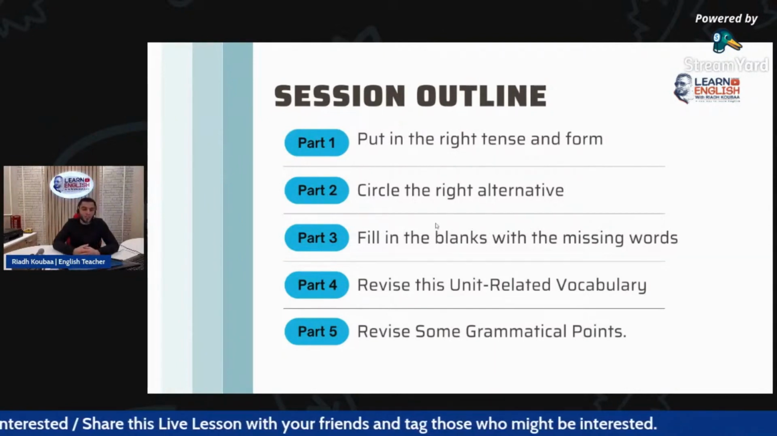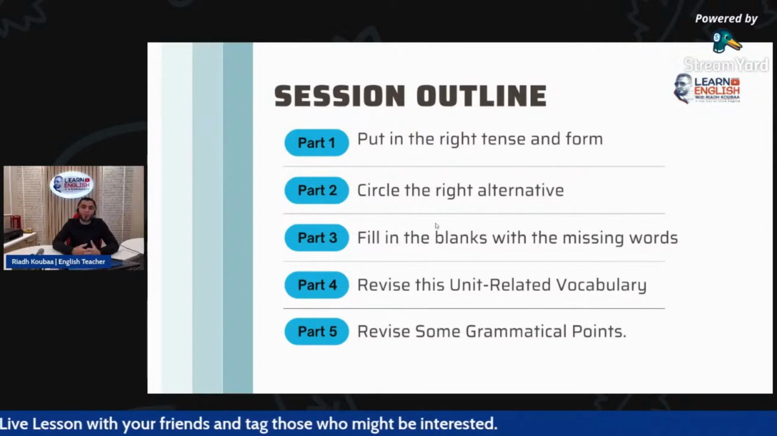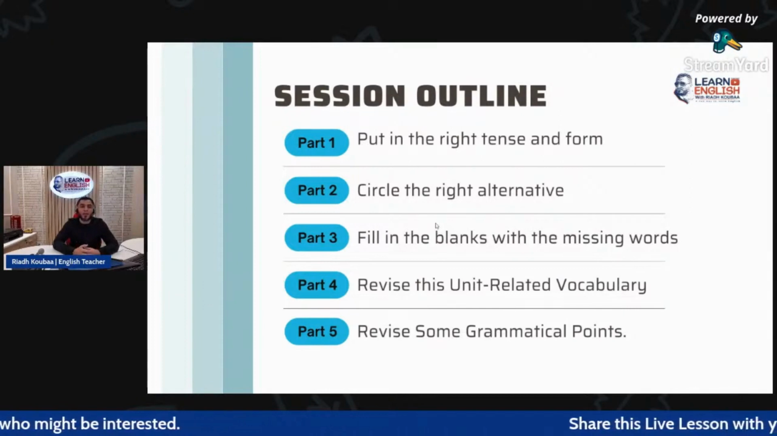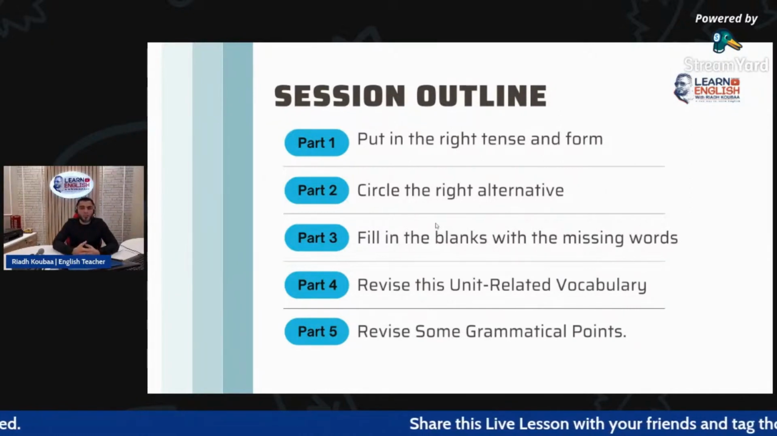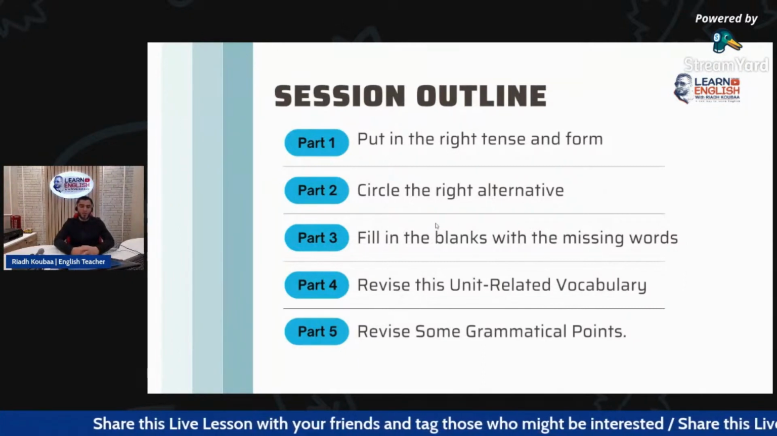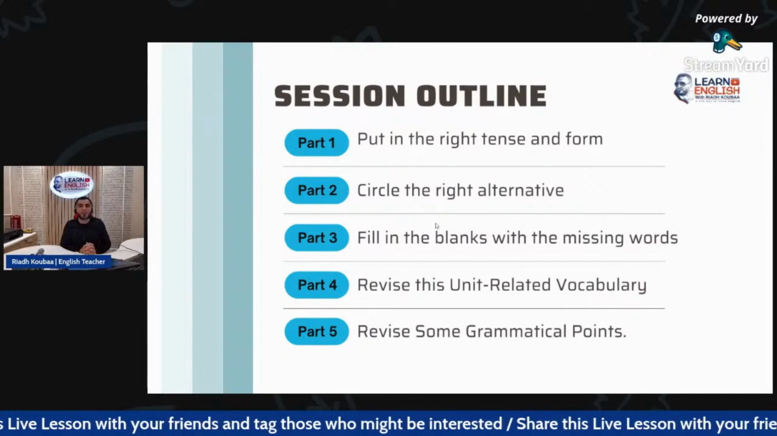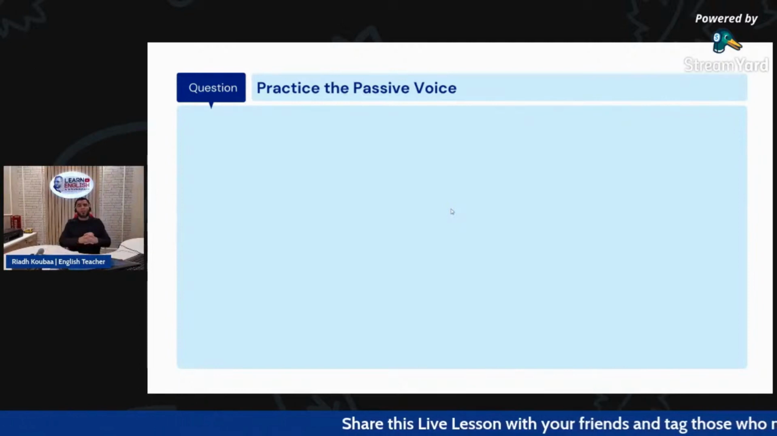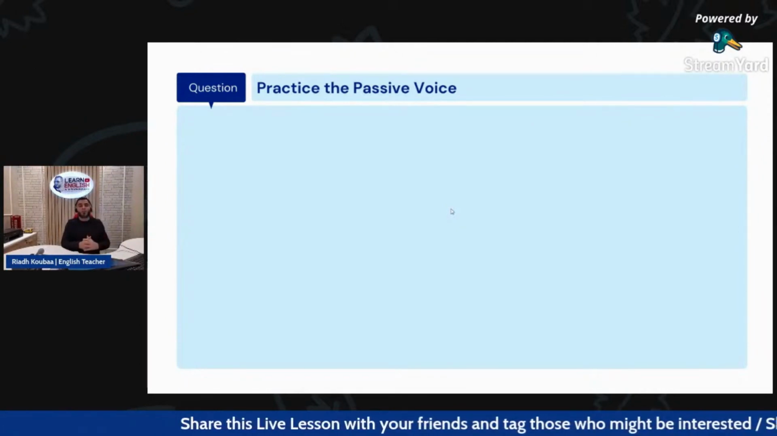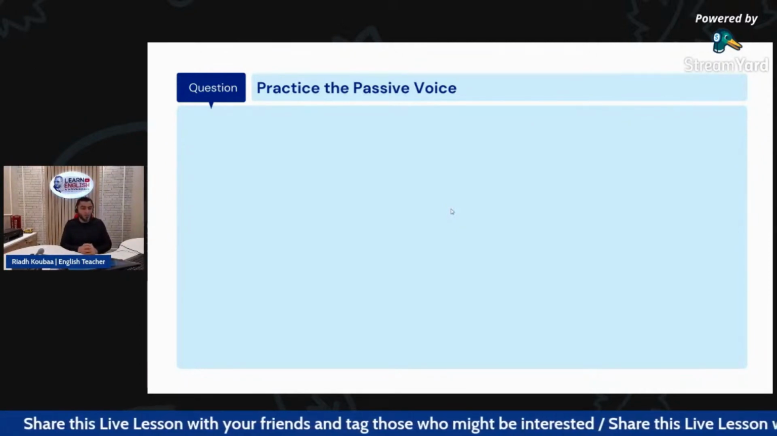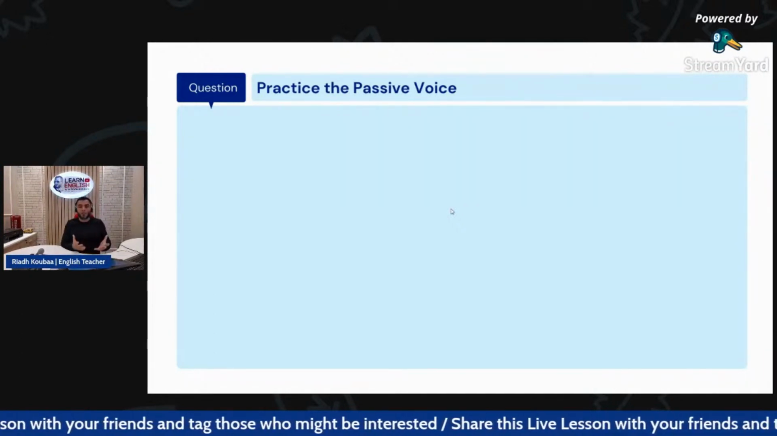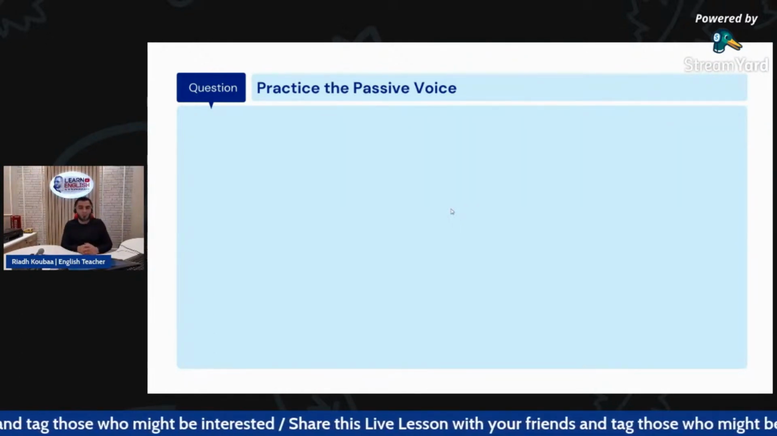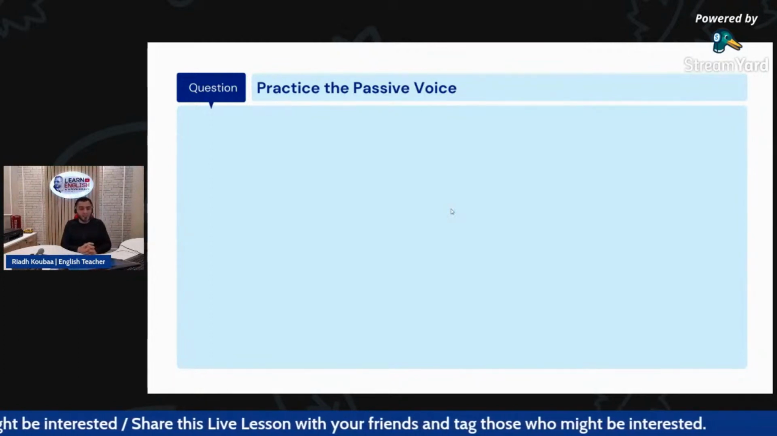Meanwhile, during this session, we will be revising some vocabulary related to this unit, which is entitled Creative Minds. We know that you have learned the scientific achievements, Nobel Prize, the brain drain, and other lessons. And we will revise some grammatical points as usual. Before starting with the language exercises, I would like to start with a warm-up activity. And this one is the passive voice, because we will need this grammatical point later with some exercises.